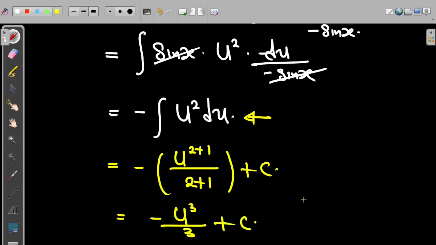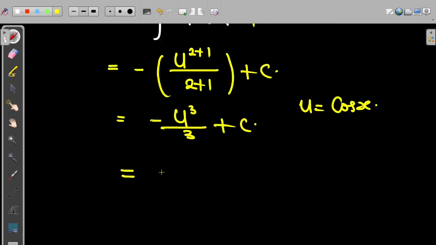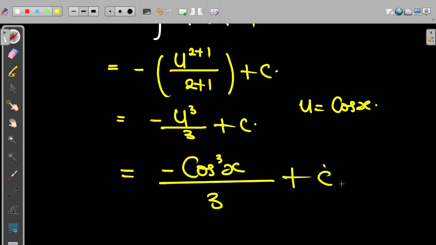But recall that we said that u is equal to cos x. So therefore, this now becomes negative cos cubed of x divided by 3 plus c. So at this point, we have been able to integrate the question given to us.